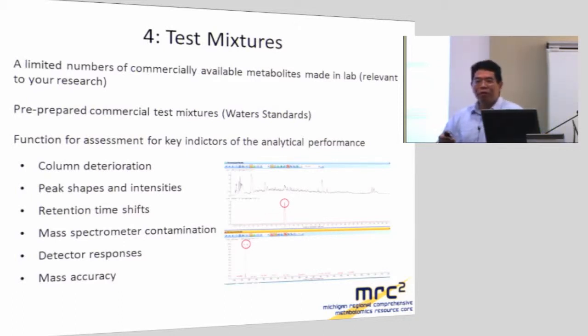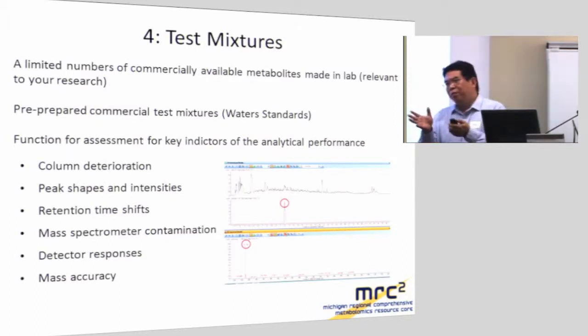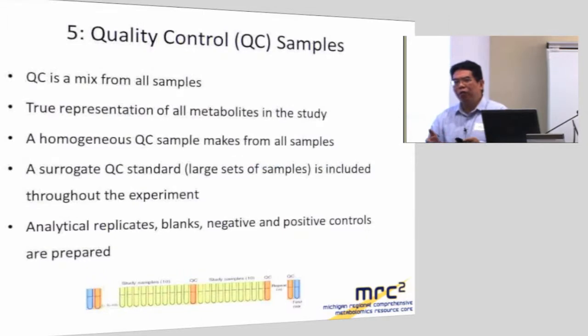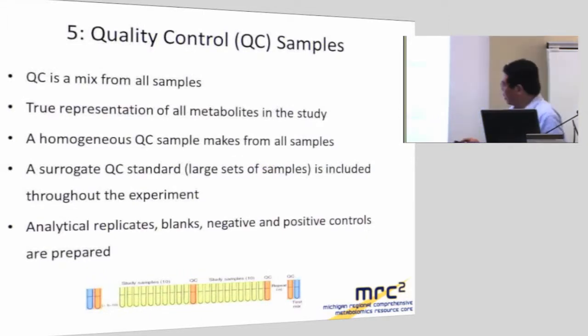Another thing we use is a test mixture. A test mixture you buy from a vendor or prepare yourself, and it is measured to check the performance of your GC or LC instrumentation and see if there's any degradation of your column. Is the ion source dirty? It's basically to make sure your instrumentation performs properly before you analyze your sample. And here, for example, you can see the retention time and the mass accuracy before you analyze your sample.